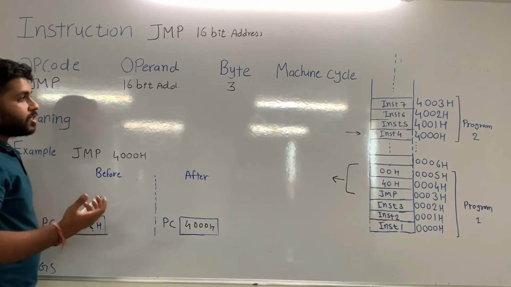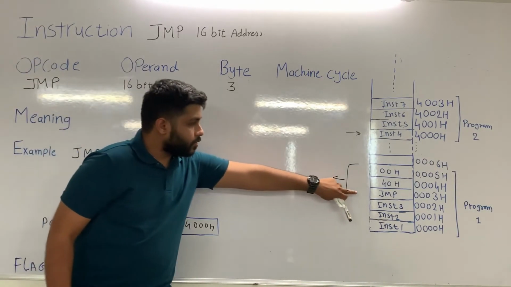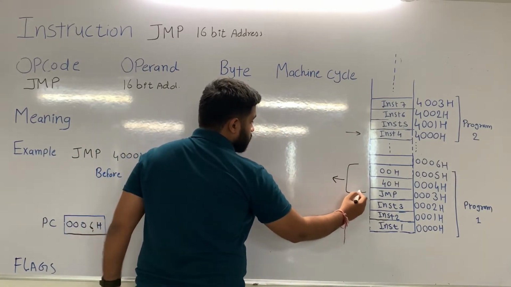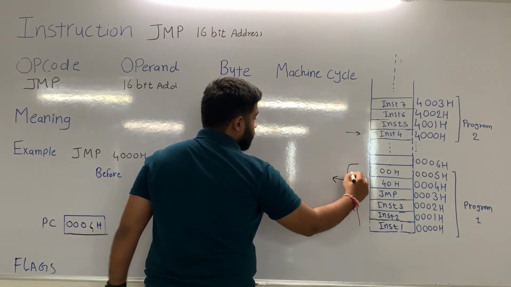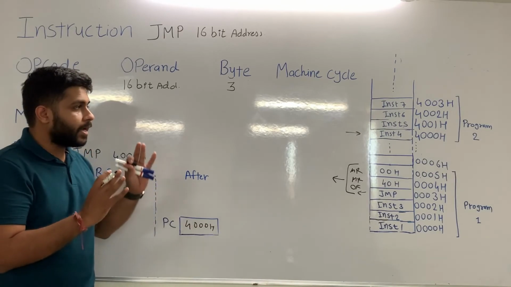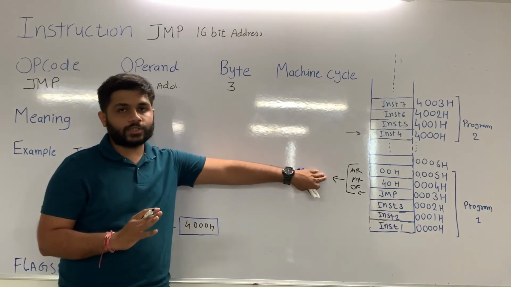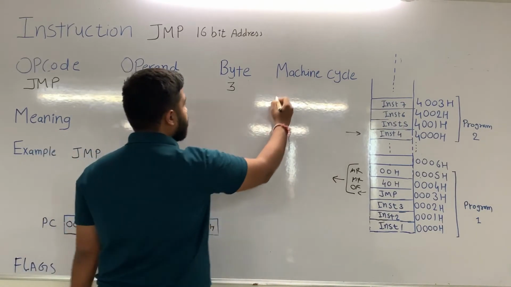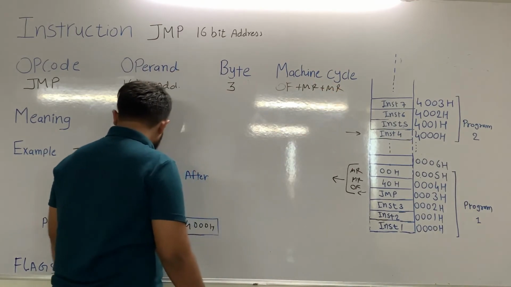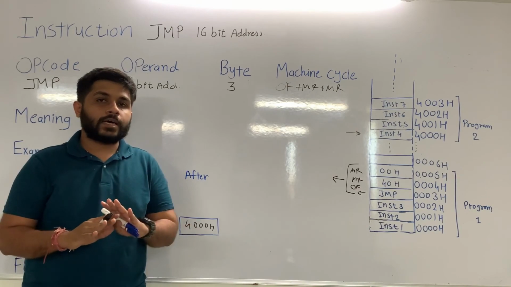Now how many machine cycles are required for this instruction? We have just seen that to fetch this instruction 3 machine cycles are required: opcode fetch, memory read and memory read. After that processor is not transferring any data or reading data from the memory for this particular instruction. So only 3 machine cycles are required: opcode fetch plus memory read plus memory read. Now, how many flags are affected? So for this instruction, no flags are affected.